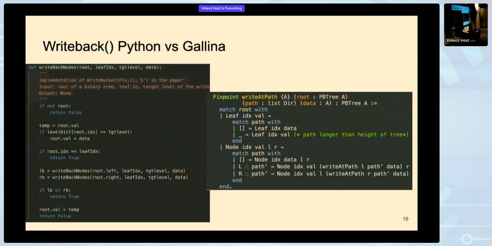This is the same function that in the pseudo algorithm is called Writeback, and we have two implementations in Python and Gallina. In Python, it just recurs over the root, and if you find it's at the same level, you just write to it. Otherwise, you keep going on with the left and right children. Similarly with the Gallina implementation, slightly different case analysis, but same recursive idea.